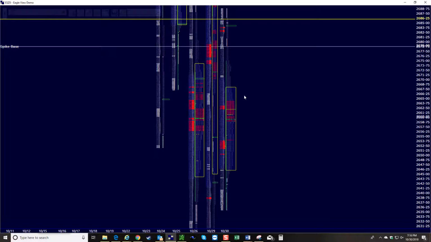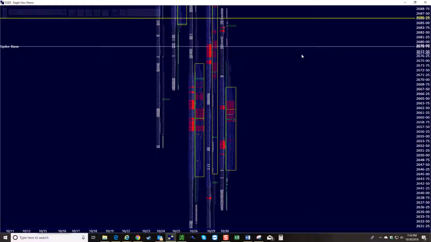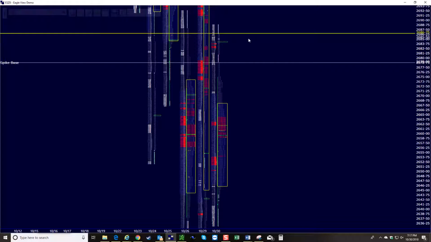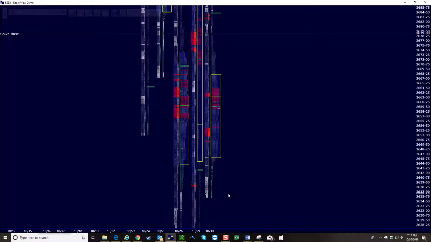And if value can't do that, then you can expect another rally to the upside. The only thing that will allow price to continue lower, even though value is higher or overlapping and higher, the only thing that would allow that to happen is a double distribution to the downside, signaling a new auction.